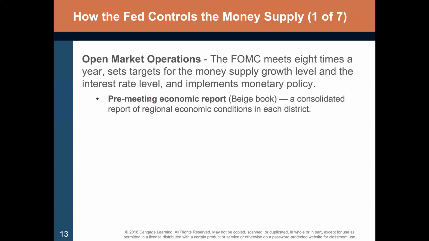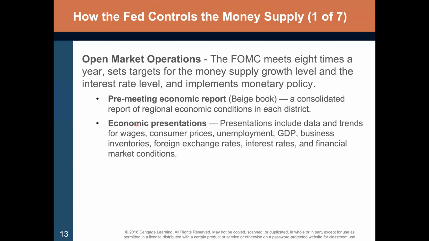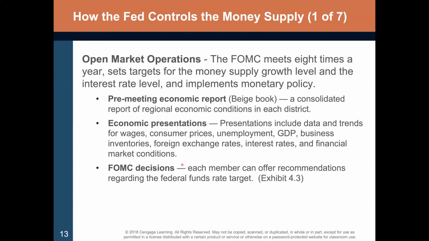So there's a pre-meeting economic report that comes out. It's called the Beige Book. It's a consolidated report of regional economic conditions in each district. Then there are economic presentations. These presentations include data and trends for wages, consumer prices, unemployment, GDP, business inventories, foreign exchange rates, interest rates, and financial market conditions. So they talk a lot about the economic condition of the country and also the world, how it affects the US. Then they make some decisions.